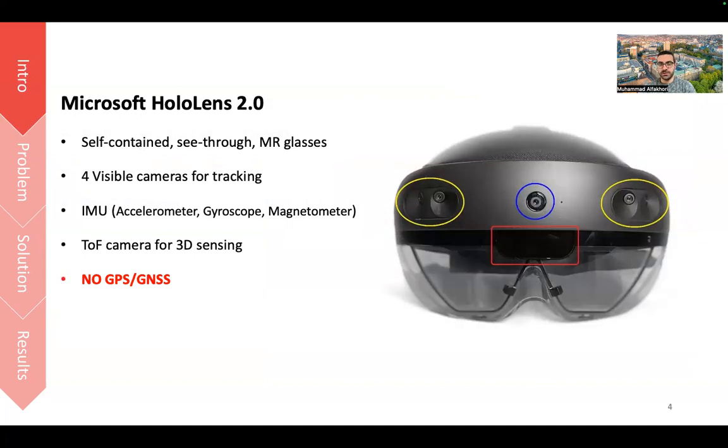For this research, we were using the Microsoft HoloLens 2, which is a self-contained see-through mixed reality glasses, which has four visible cameras. These are used for tracking, including also an IMU, which includes an accelerometer, gyroscope, and magnetometer. And in the middle we have a time-of-flight camera, which is basically used for 3D sensing. It's worth mentioning also that these glasses don't have a GNSS or GPS. So basically, you're not able to identify where you are in real world coordinates, which is an extra challenge for this project.